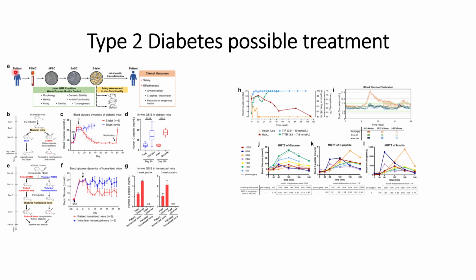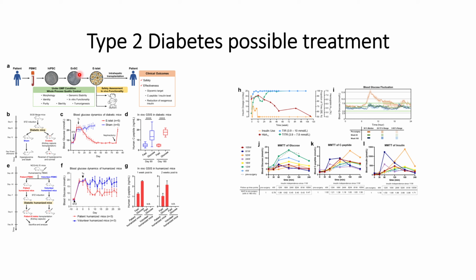So what they did is they took the peripheral blood mononuclear cells from the patients, and then converted them into humanized pluripotent stem cells. After that, they differentiated them into neural stem cells, and after these neural stem cells they further differentiated them into islet cells. The islet cells have the property to secrete hormones, and the pancreatic islet cells can produce glucagon and insulin.